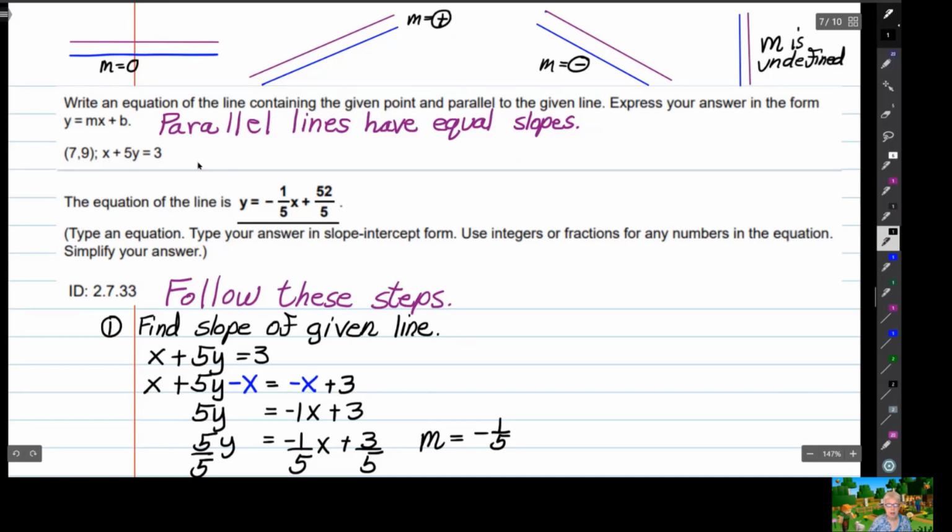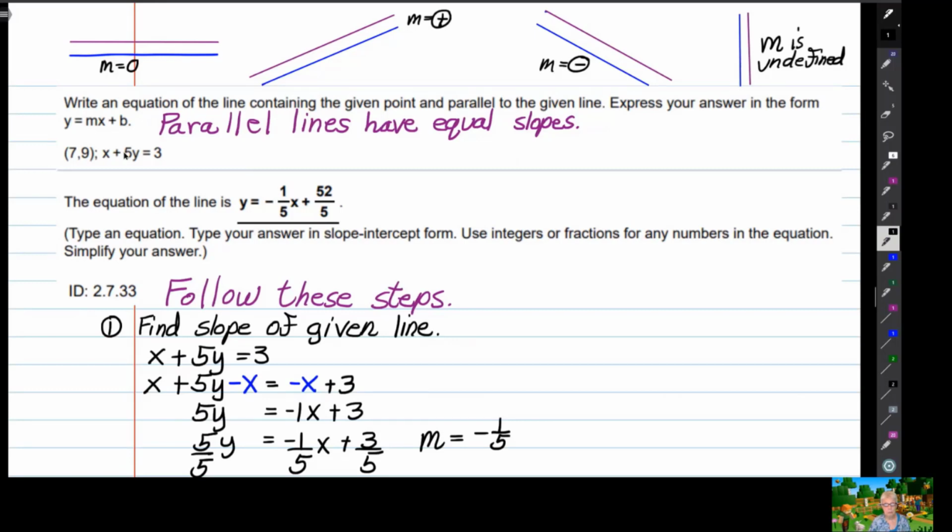So if there's another line that's parallel to that line, all we have to do is find the slope of this line, and it will be the same as the slope of the line we're looking for, because they're parallel.